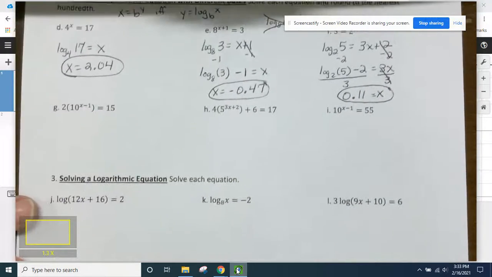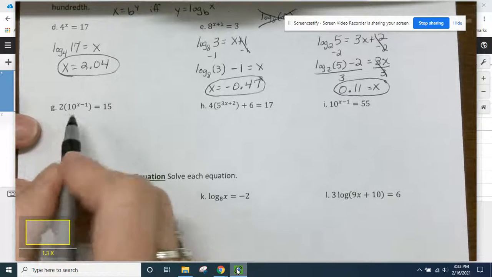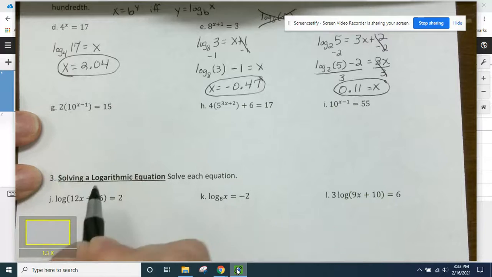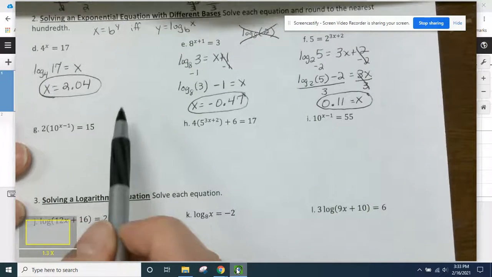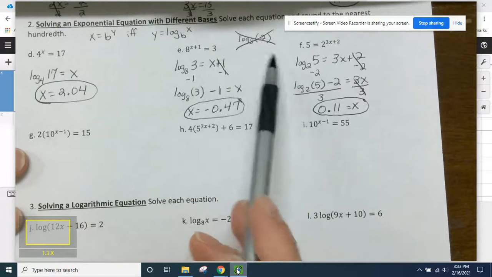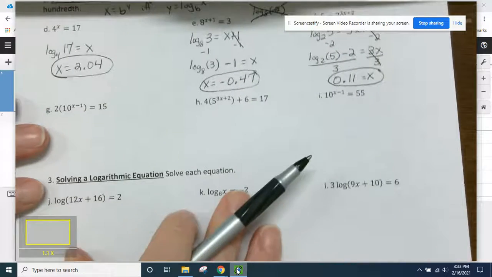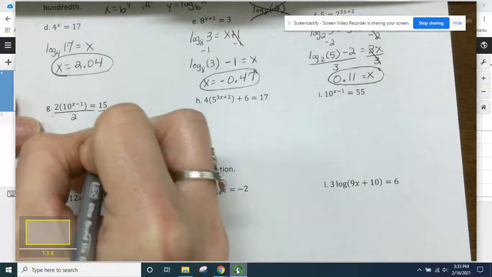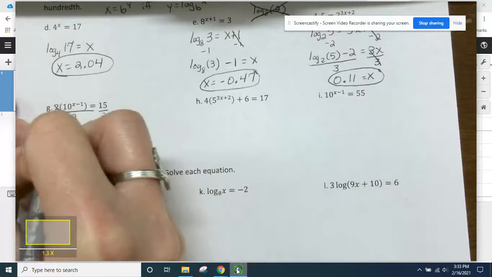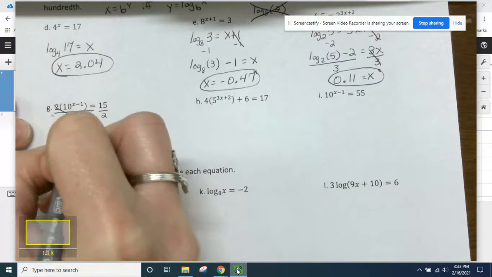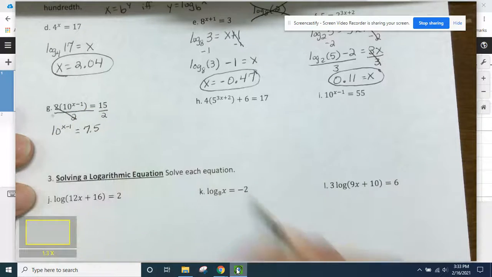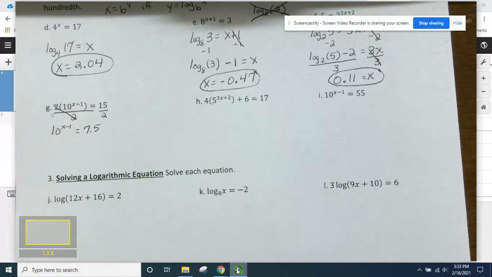Okay, let's look at example G. 2 times 10 to the x minus 1 equals 15. Now, up here, we didn't have two things on a side. So the first thing we have to do here is get rid of that 2 that's with our exponent. So we're going to divide both sides by 2. So that's 10 to the x minus 1 equals 15 divided by 2, that's 7.5. So I'm just going to go ahead and convert that to a decimal.